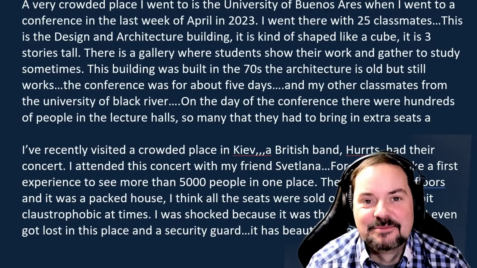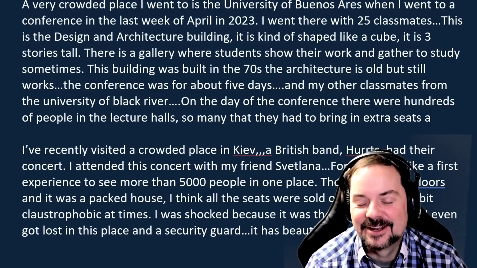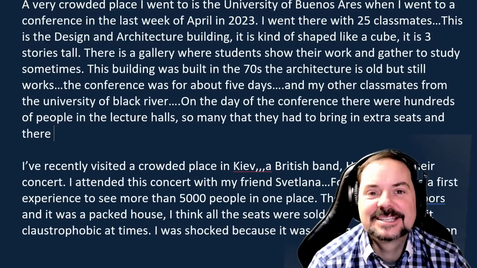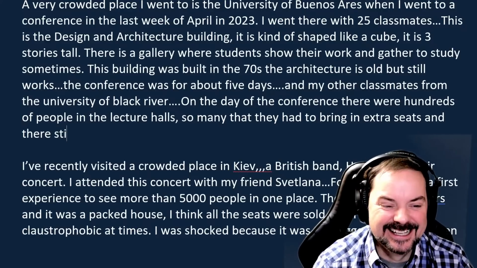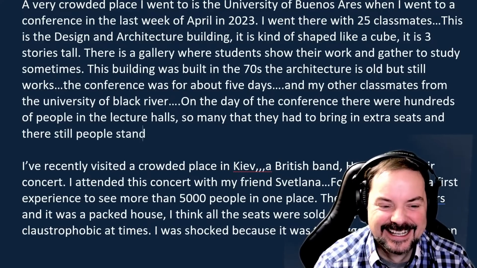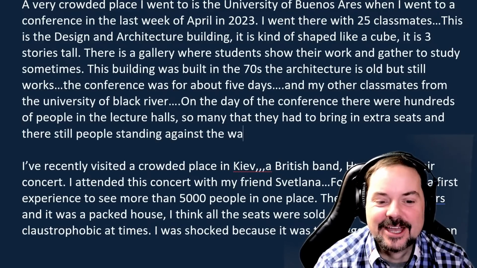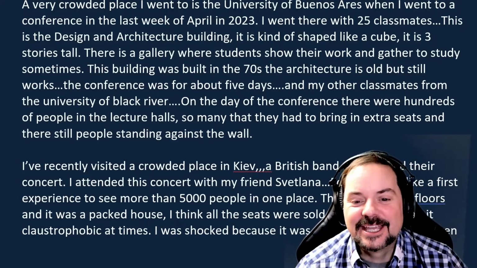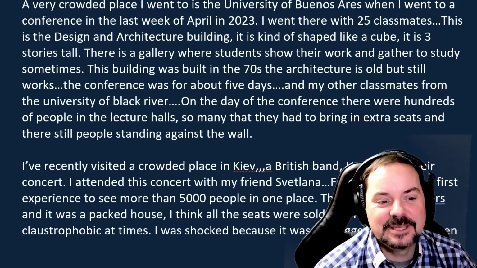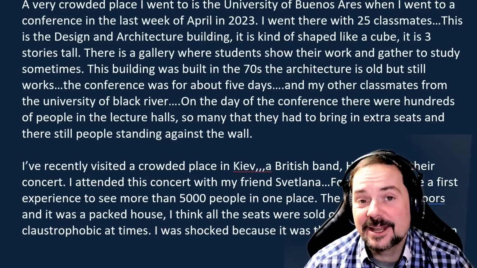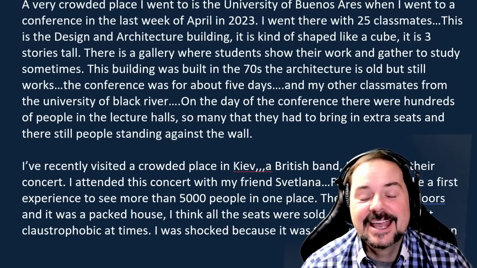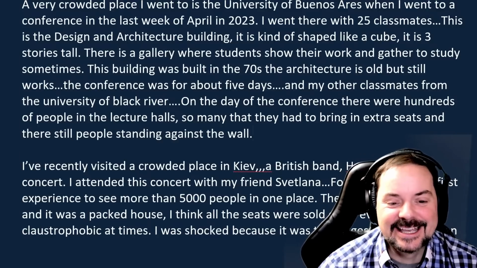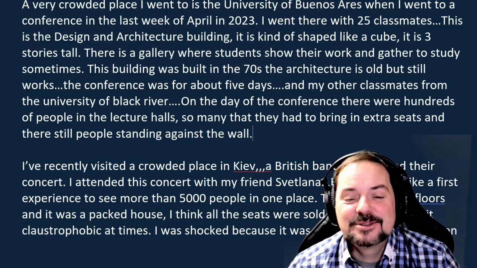I was just going to add even more to it, make you feel even more crowded. And there were still people standing against the walls. Okay, so let's try this sentence. On the day of the conference, there were hundreds of people in the lecture halls. So many, they had to bring in extra seats, and there were still people standing against the walls. I could hardly get through the doors.